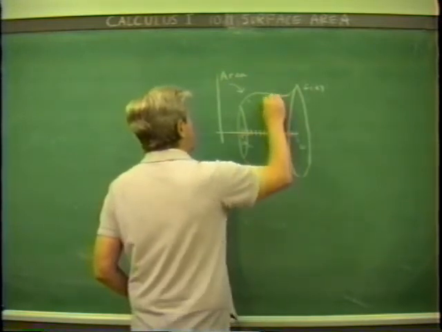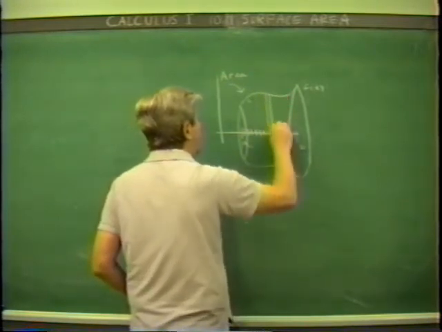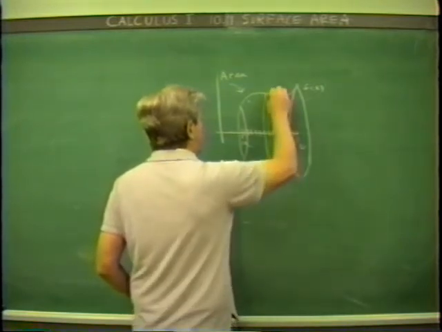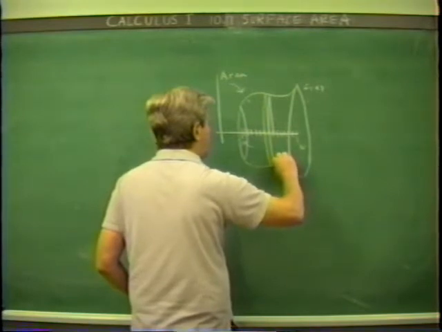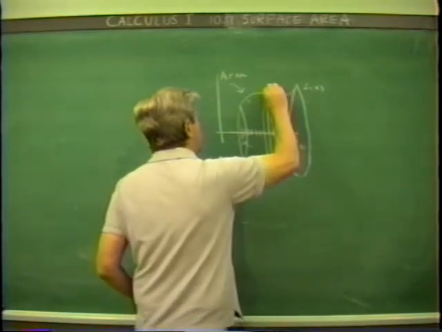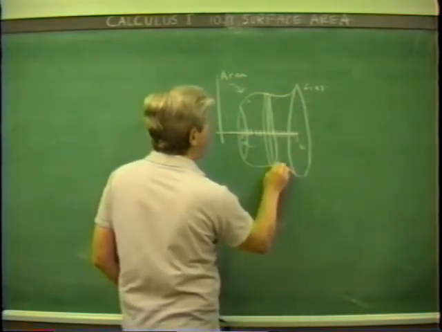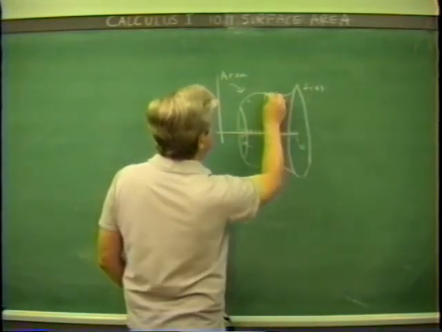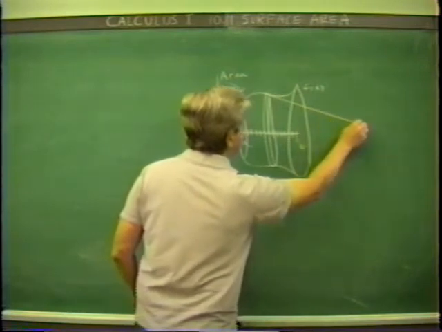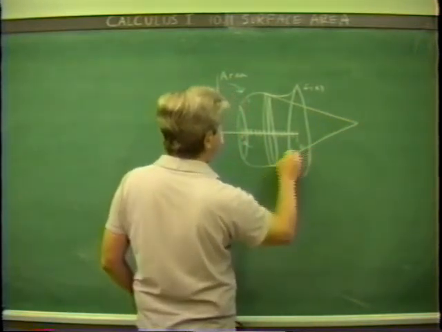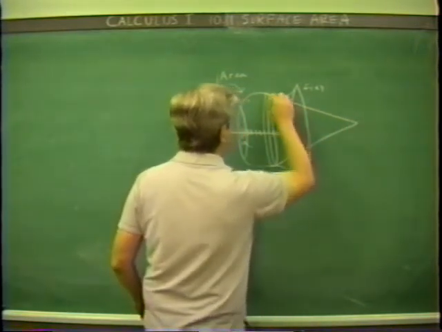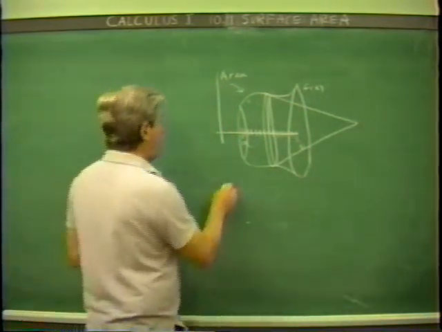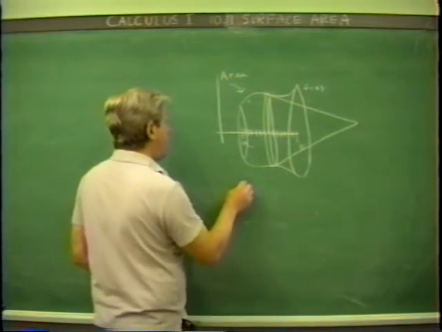Okay, to do this, what we want to do is partition up the interval from a to b and look at a small piece here, and look at what happens when this is revolved around. Well, what we get, if we consider the endpoints, is a small volume here that looks like something that belongs at the bottom of a cone. It looks like the base of a cone.